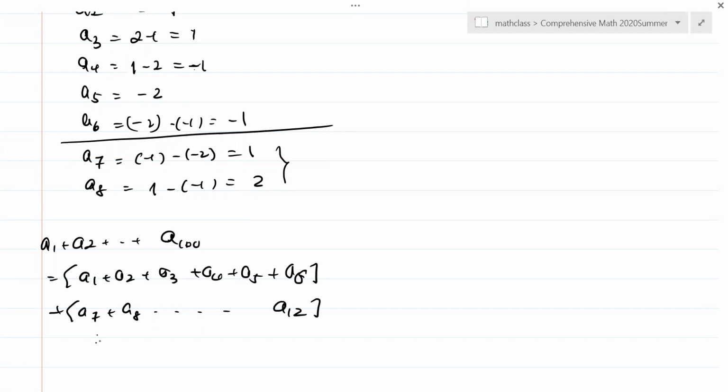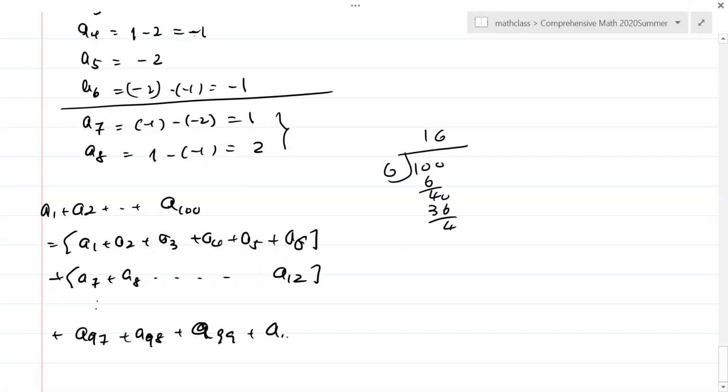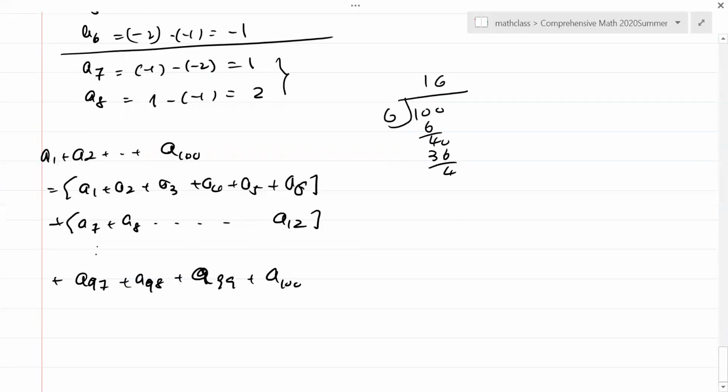All right, so the last, 100 divided by 6. The remainder is 4. There are 4 terms left. Okay? So that means the last term is just partial. There should be 4 terms. Okay, this is the partial block.